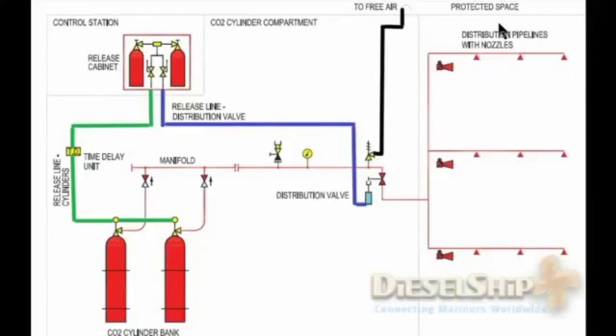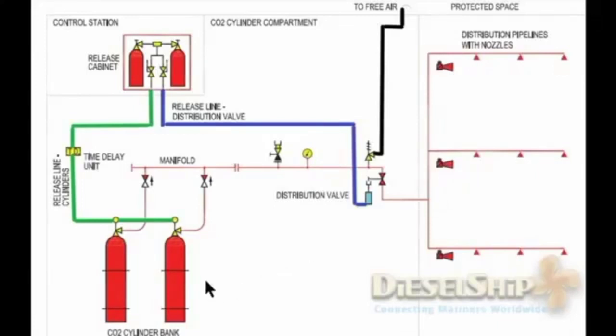And for this demonstration I'm going to use the protected space to be the engine room. So let's consider the engine room is going to be flooded with CO2. We have a lot of nozzles distributed all over the engine room, right from the bottom platform to the top platform. We have a lot of CO2 nozzles, and these are CO2 sounding alarms. You have visual and audible alarms indicating that CO2 is being flooded inside the engine room.